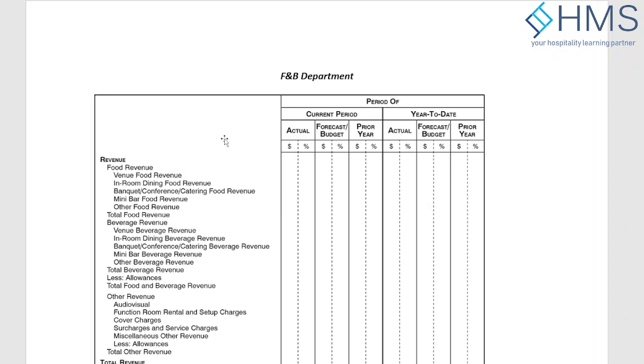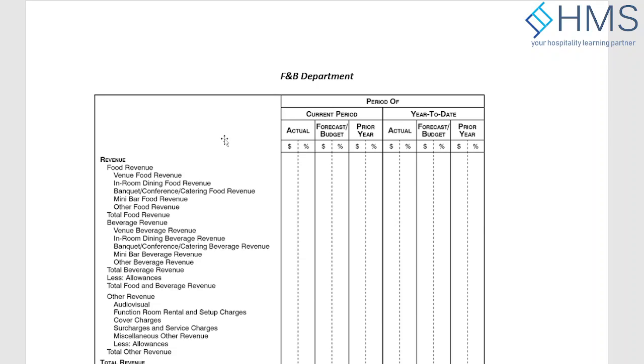Then you have in-room dining if you are serving and going inside the room, and if you have functions, then that will go to the banquet, conference, and catering food revenue. Minibars nowadays, many hotels are removing minibars, but we still have it in standard. And then you have other food revenues.